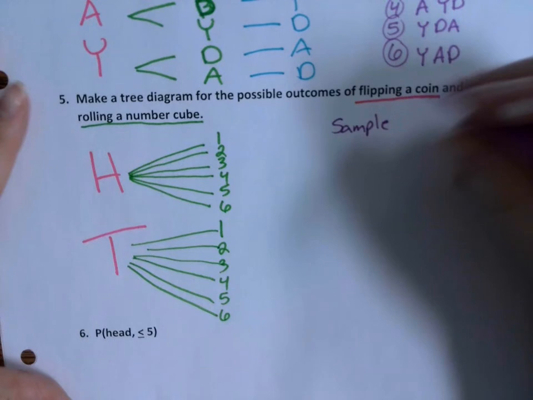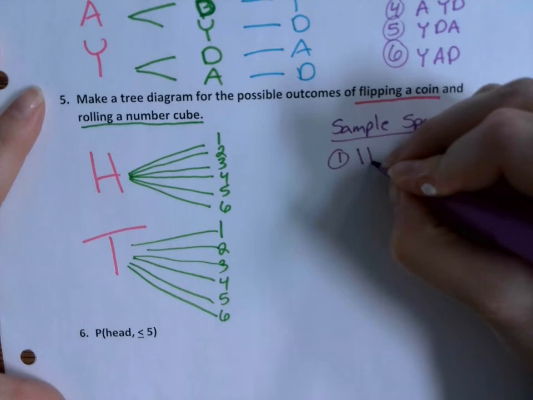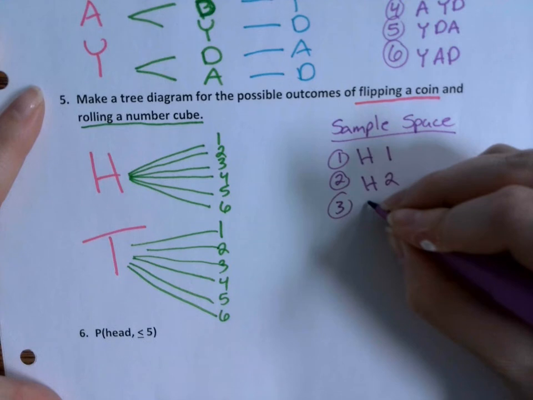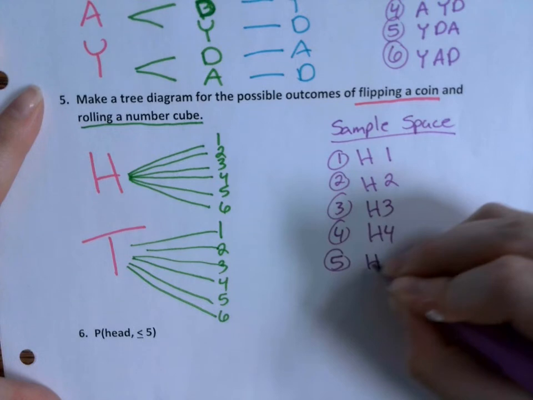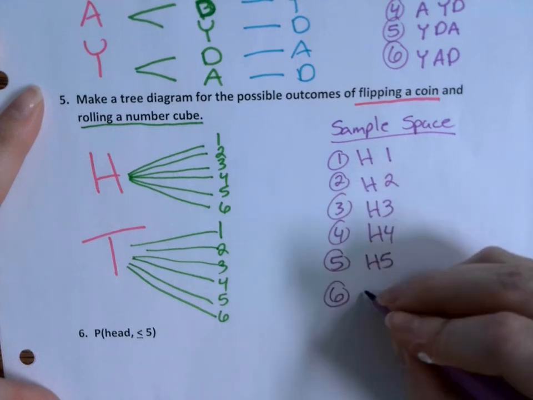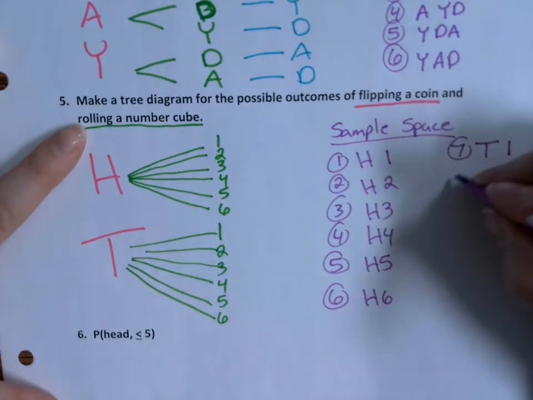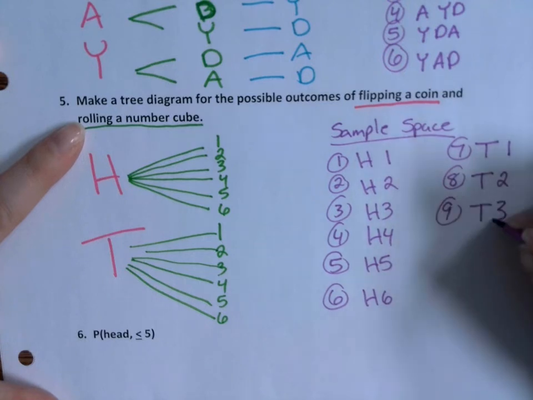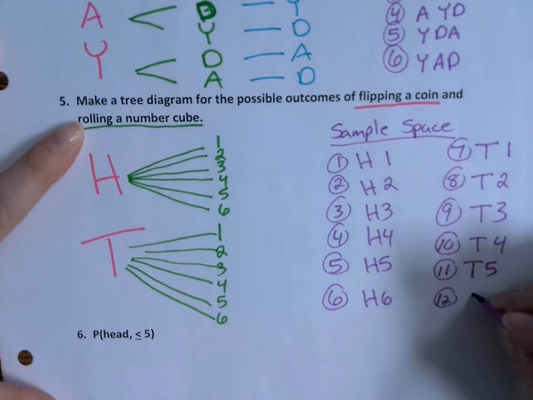So our first possible outcome, heads, 1. Second outcome, heads, 2. Third outcome, heads, 3. Fourth outcome, heads, 4. Fifth outcome, heads, 5. Sixth outcome, heads, 6. Then the 7th outcome is tails, 1. Then we've got tails, 2. Tails, 3. Tails, 4. Tails, 5. Tails, 6. Okay, so there's my sample space.